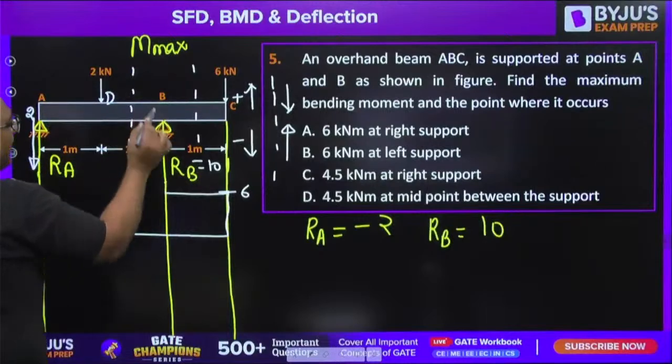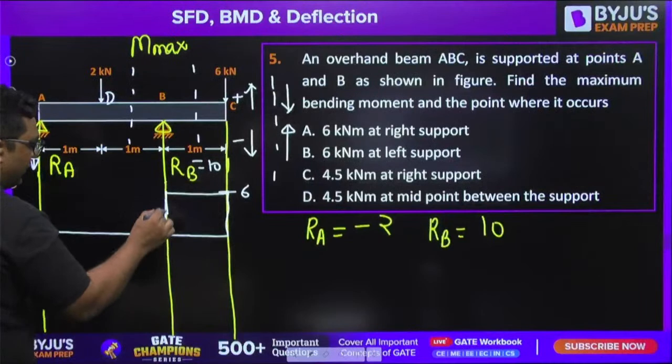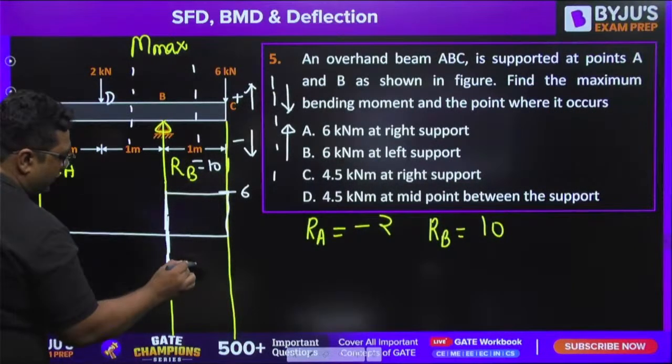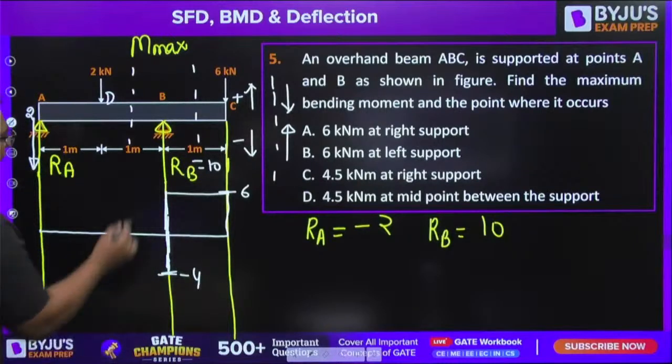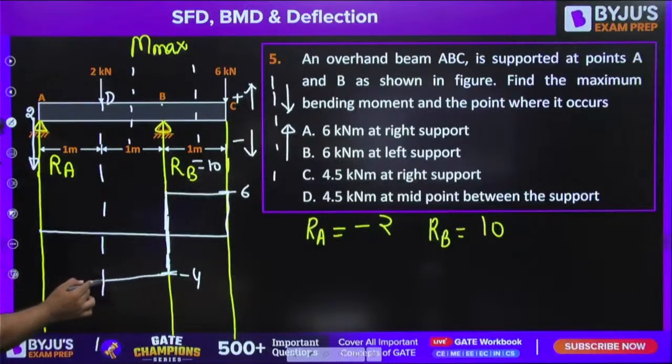So you can see to the right hand side, upward is negative. So there will be a jump of 10. So this is -4. So my dear, from this B to D, there is no other load. So diagram will be going like this.